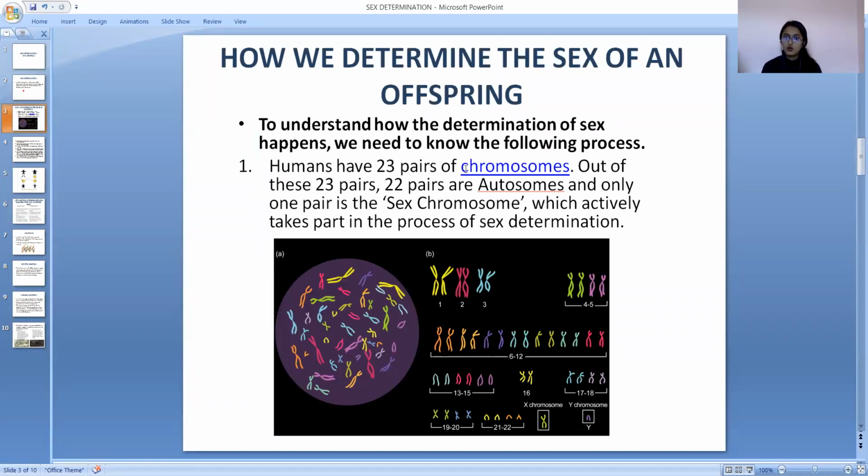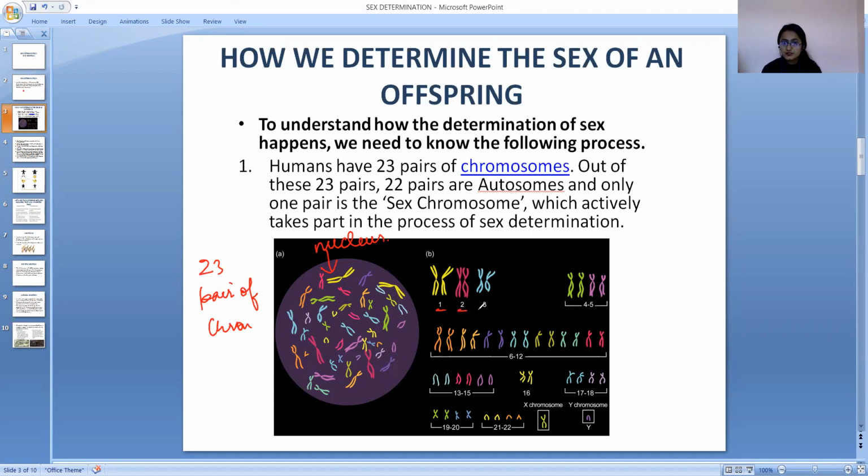To understand how the determination of sex happens, we need to understand the following process. In the first video, I think I have taught you about chromosomes. Chromosomes are the condensed form of DNA present inside the nucleus of the cell. In humans, there are 23 pairs of chromosomes. For example, this is a nucleus inside the cell. So this nucleus will form 23 pairs of chromosomes.